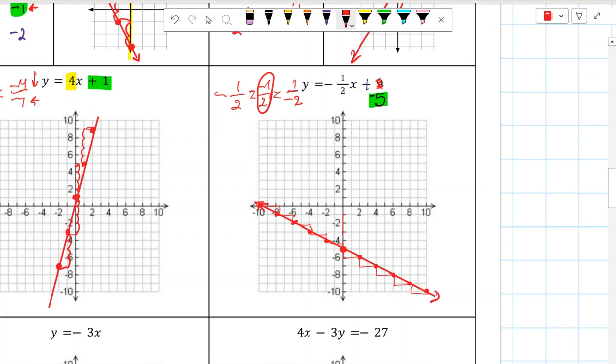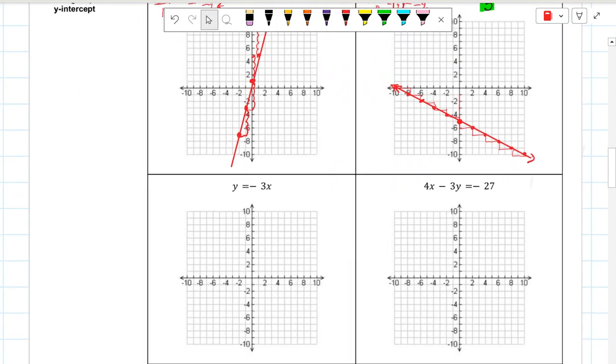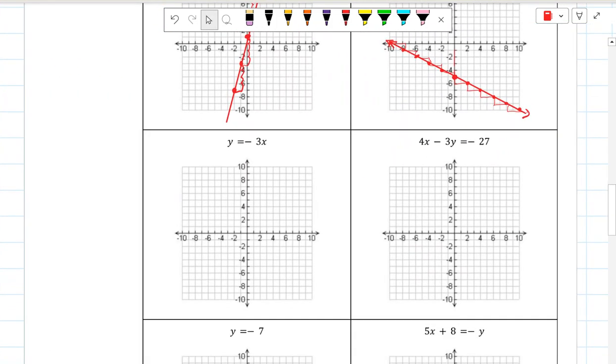I put my arrows on the top and bottom, and it's graphed. On this one, you can see that your B is missing. It's gone. So is it really gone, or is it there? It's there. It's plus 0. So my y-intercept is actually at the origin. So let's put a point at the origin.